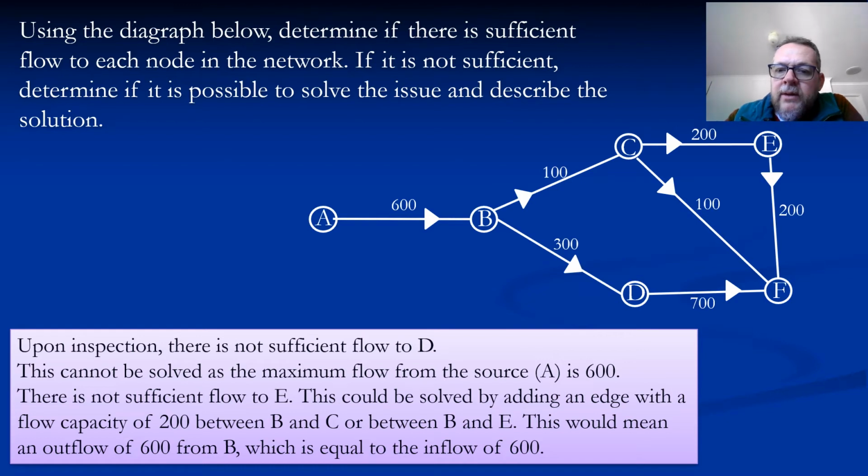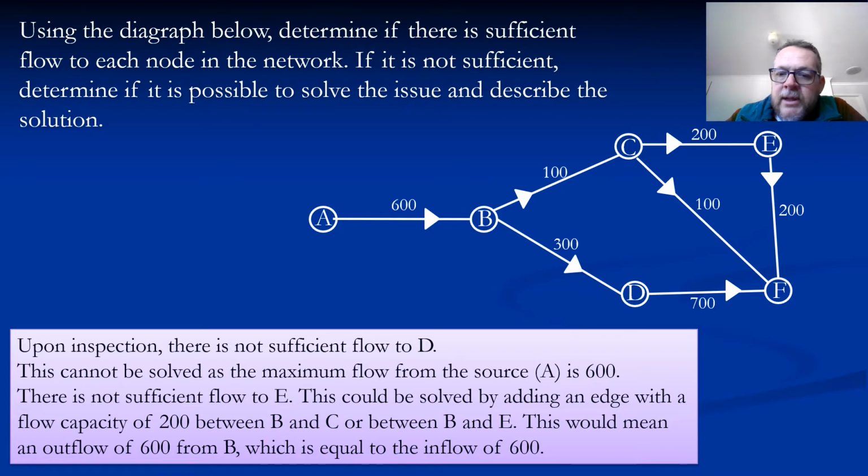What else can we see? We can see that from C to E, well, we could do with another 100, couldn't we? There's an inflow of 100, but an outflow of 300. So the flow capacity of C is just 100, because that's all that's going into it. So there's a few problems with this network here with flows. Upon inspection, there's not a sufficient flow to D. So it cannot be solved as the maximum flow from A, from the source, is 600.